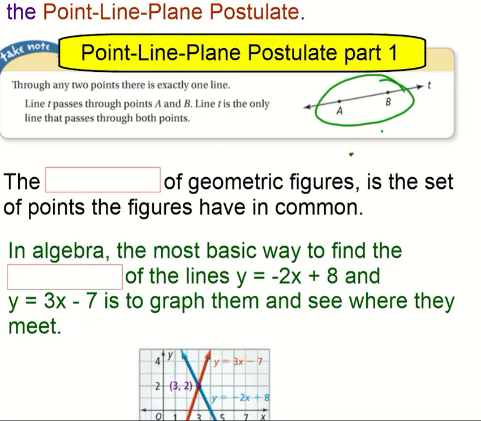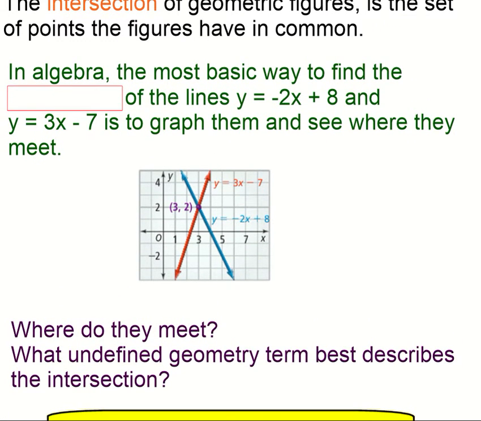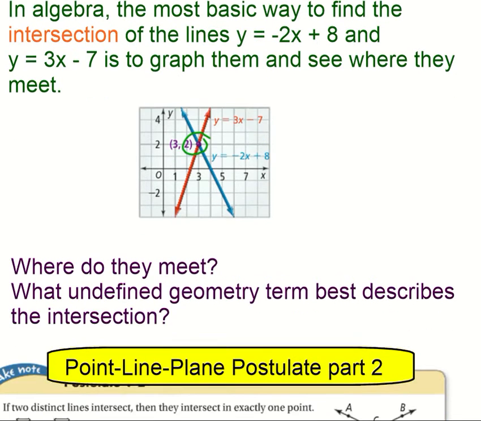A lot of times you'd graph more, but you only had to graph 2 to make a line. So the intersection of geometric figures is a set of points the figures have in common. And so in algebra, the most basic way to find that intersection of these two lines is to graph them. And so here you see them graphed. And so that intersection is this point right here.